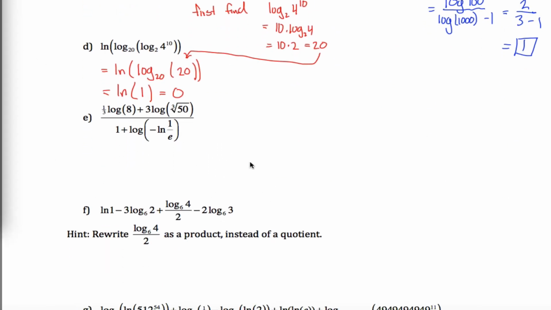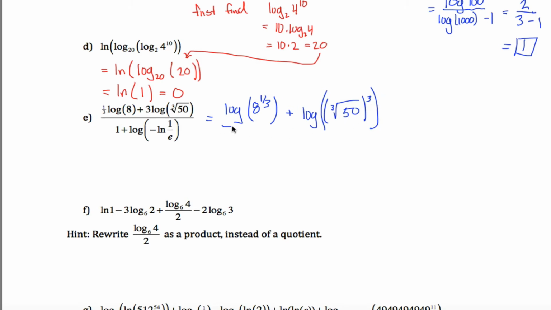All right, this mess, kind of similar to some we've seen. Up on the top, I have this 1/3 here. I can use my third log rule to bring that up into the exponent. And similarly, I can use that same rule to bring this 3 up in the exponent. So now I have the log of the cubed root of 50 cubed. Wait a minute, the cubed root of something cubed, don't they just cancel out? Yep.